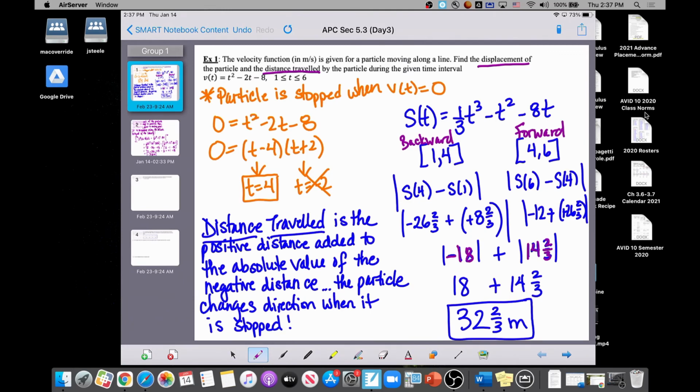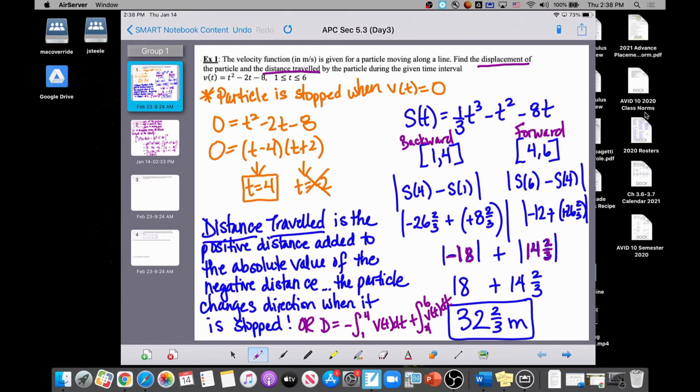Well, again, we could also calculate this. We could also calculate this as saying our distance would be equal to the opposite of the value of the integral from 1 to 4 of v of t dt plus the integral from 4 to 6 of v of t dt, right? So basically putting the negative in front of the first integral will negate the negative sign that you would get from the value of that integral, right?